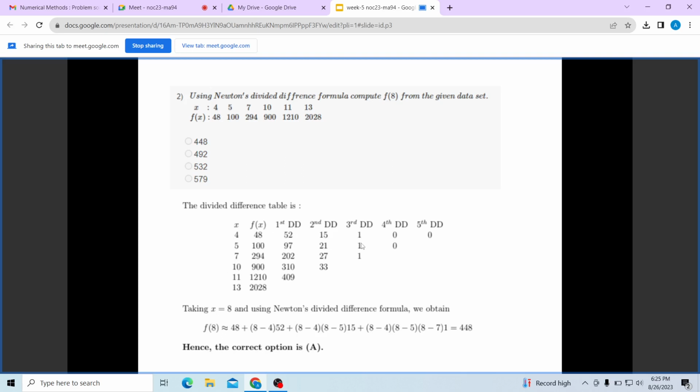Now the next term, 27 minus 21, and this we are getting from 5, 7, 10 and 11.